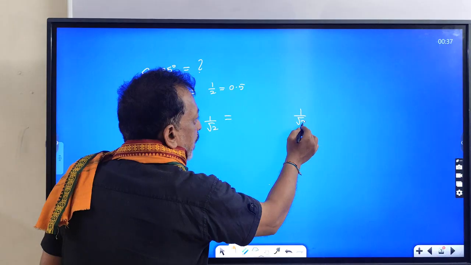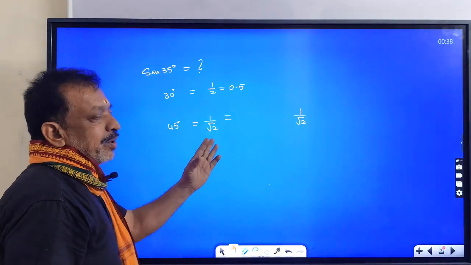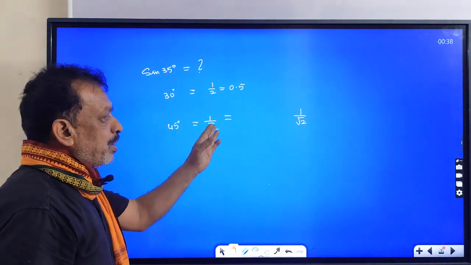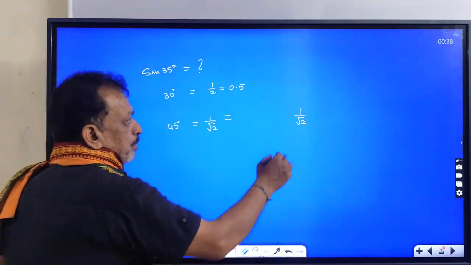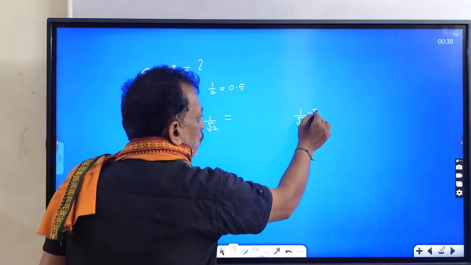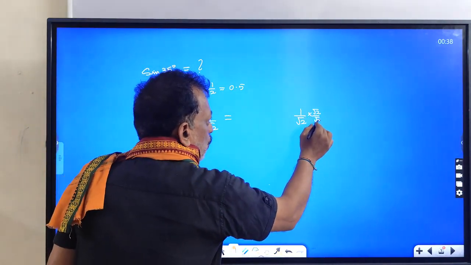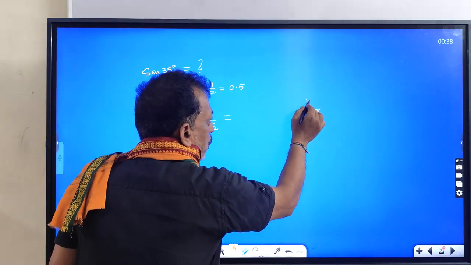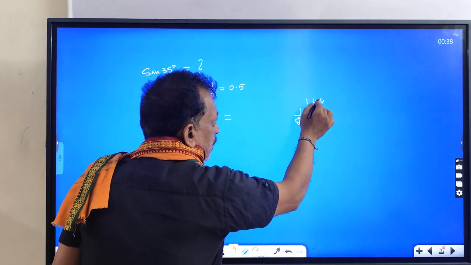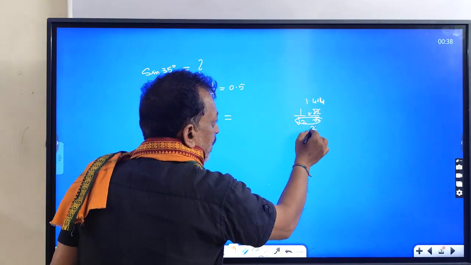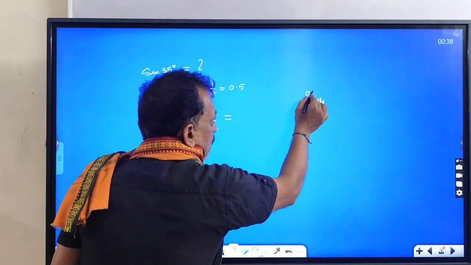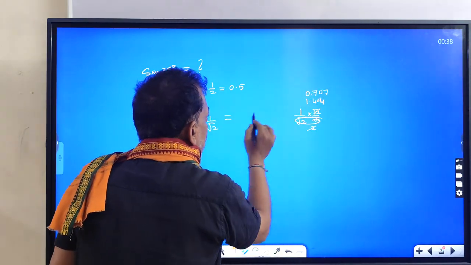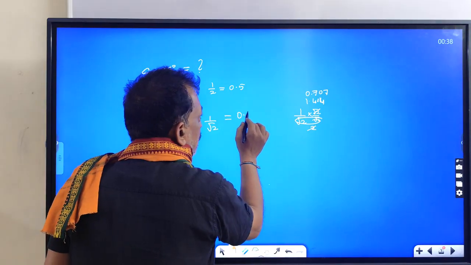So, don't take the root 2 value as 1.414 and then do 1 by 1.414, which is laborious work. Instead, multiply and divide by root 2. Root 2 into root 2 gives you 2. The root 2 value is 1.414. So cancel this, and you get 0.707. Understood? So, this is 0.707.